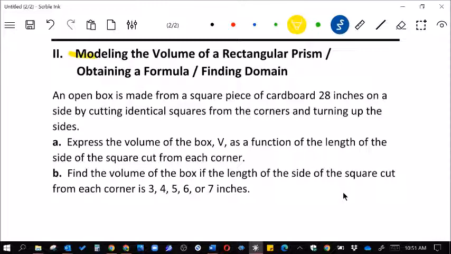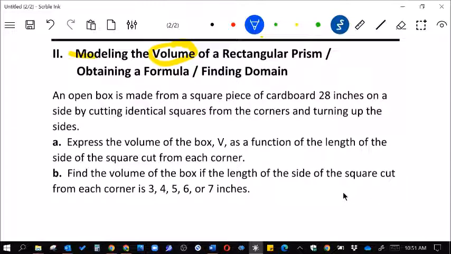Modeling the volume. So the volume of a rectangular prism. It involves obtaining a formula and then finding the domain. In this sense, it's about the number of possible answers, but in this case, we're going to focus on a few.